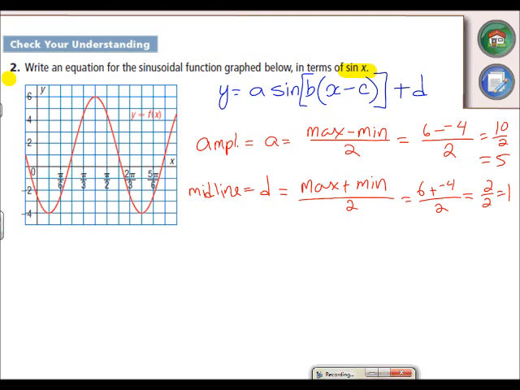When you get your midline, your D value, draw it in. Draw it in on that graph. There's a reason for that.